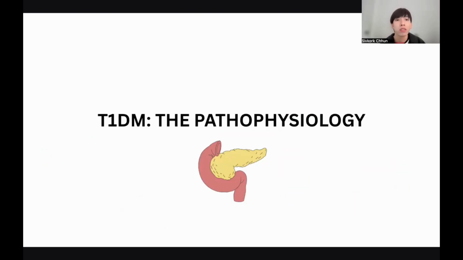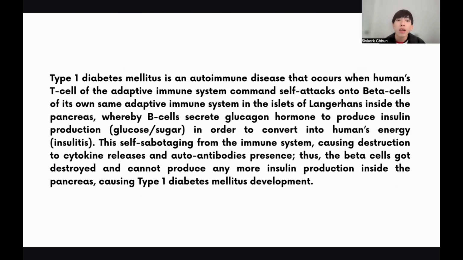What is the pathophysiology of type 1 diabetes mellitus? Type 1 diabetes mellitus is an autoimmune disease. It occurs when the T cells of the adaptive immune system launch a self-attack onto the beta cells in the islets of Langerhans inside the pancreas. So in a simple way, it's when the pancreatic beta cells get destroyed.